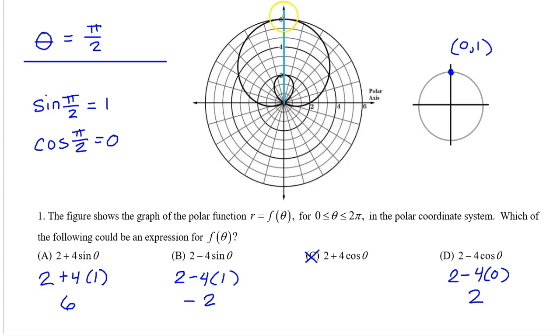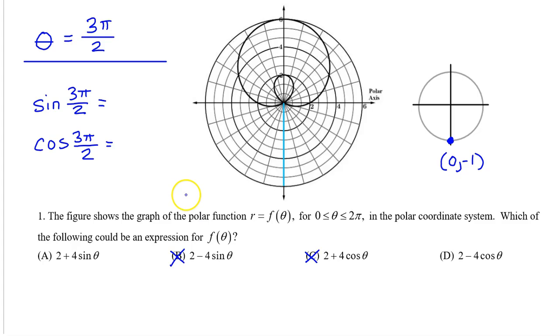At pi over 2 on the graph of f of theta, we see r values of 6 and 2, but not -2, so that means option B is out. Let's see if we can narrow it down to the final answer by letting theta equal 3 pi over 2. At 3 pi over 2 on the unit circle, we have the point 0, -1.